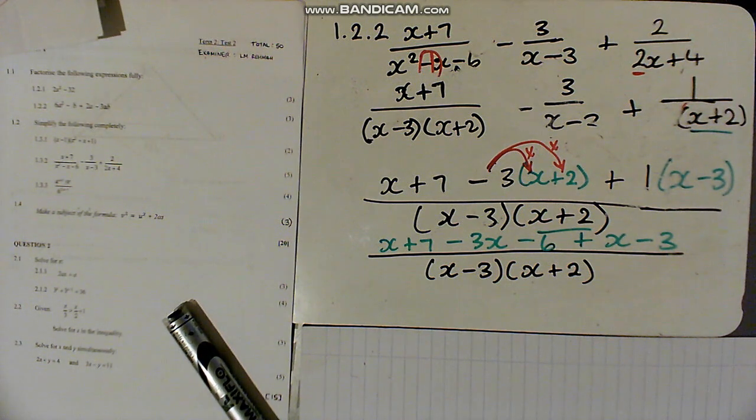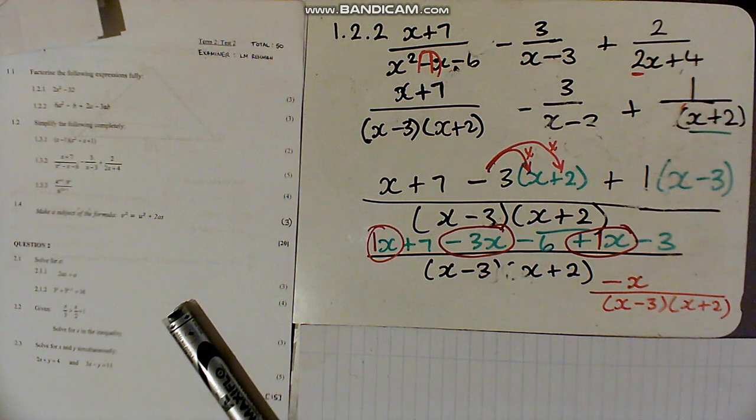Using the like terms on the top in the numerator, simplify by consolidating the like terms. Right, so minus 3 plus 1 will give us minus x. Now looking at the numbers, we got 7 minus 6 minus 3. So 7 minus 9 is minus 2. That is the final answer. Next we're going to go to exponents 1.3.